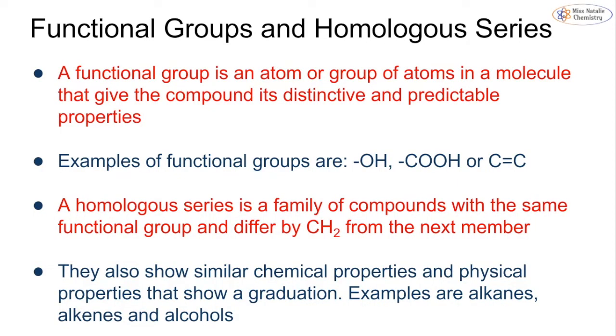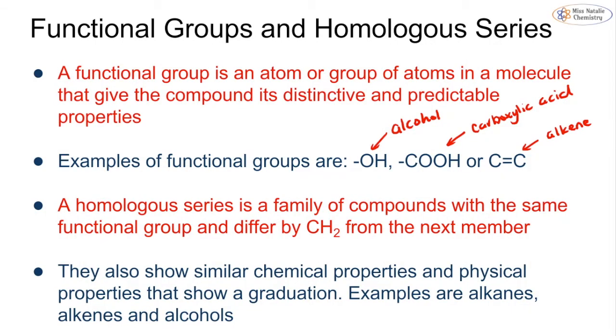Again, you met these two definitions back in GCSE. So we had a functional group, which is an atom or a group of atoms in a molecule that give a compound its distinctive and predictable properties. Because remember, all of these groups of compounds that we're meeting have very similar chemical properties. So examples of a functional group would be an OH, which can be found in an alcohol, a COOH, which can be found in a carboxylic acid, or a carbon-to-carbon double bond, which can be found in an alkene.